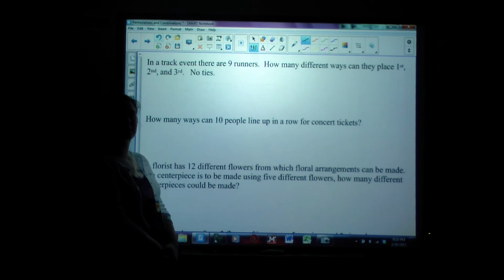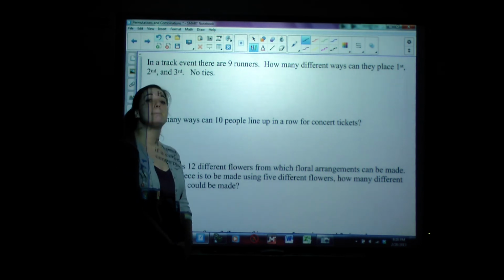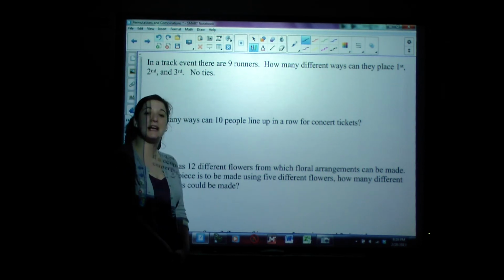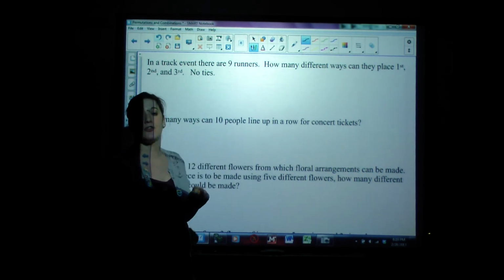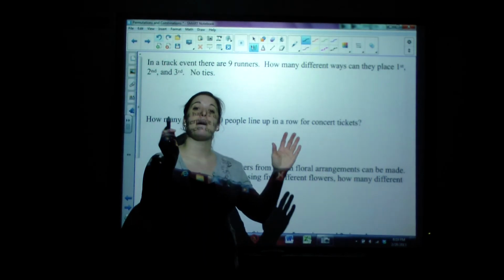How would we take care of this? Will we use that fundamental counting principle, some kind of permutation, or a combination? Hopefully you're thinking permutations, because you're finishing first, second, and third, which means order matters.